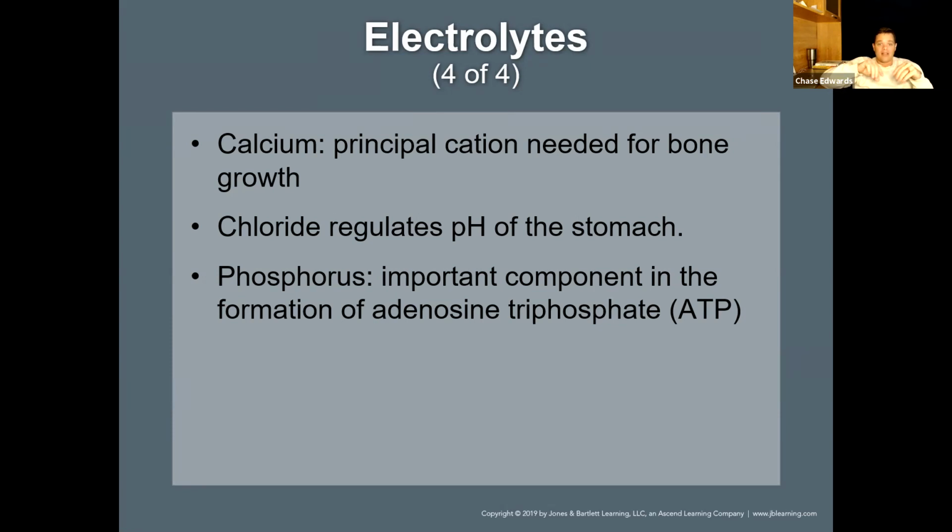Bicarbonate levels are related to the conditions of acidosis and alkalosis in the body, if you remember that, sodium bicarbonate. And then chloride primarily regulates the pH of the stomach. Phosphorus is an important component in the formation of adenosine triphosphate, or ATP, if you remember that term.